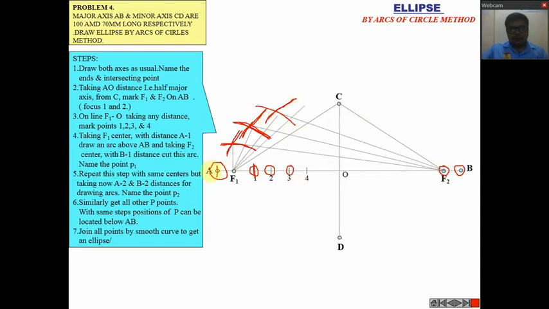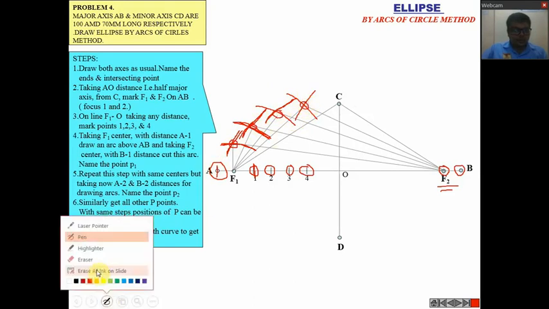So similarly, from A to 4, make an arc something like this here. Take the distance B4 up to point 4. Then take the center as F2. So you will make one point here. You will get one point here. So in this way, you will get this. These are the intersecting points: first, second, then third, and fourth one.